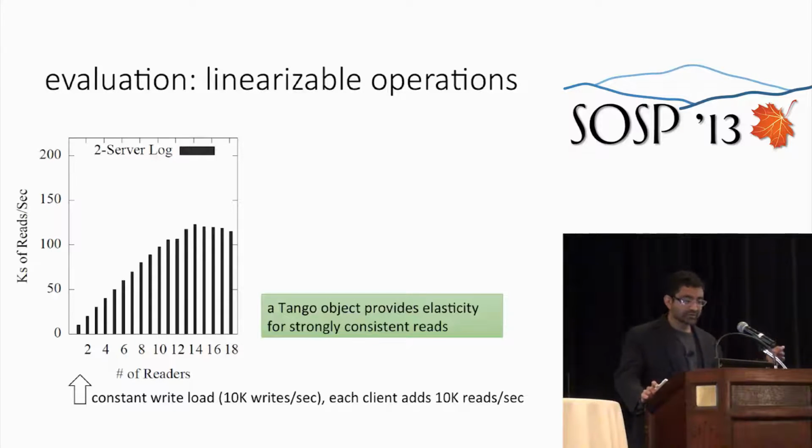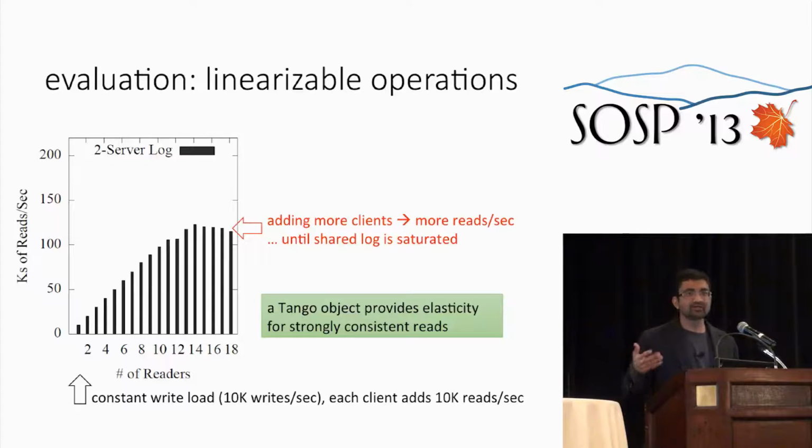In the first experiment, we are doing non-transactional linearizable operations on a Tango register, on a single data structure. In the background, we have 10,000 writes per second going to this register, irrespective of the number of clients. And we're adding read-only clients to the system because we want to scale the read throughput of this register. As we add clients, each client is adding 10,000 strongly consistent reads per second to the register. At some point, we flatline, and there's essentially a bottleneck. The shared log is saturated.